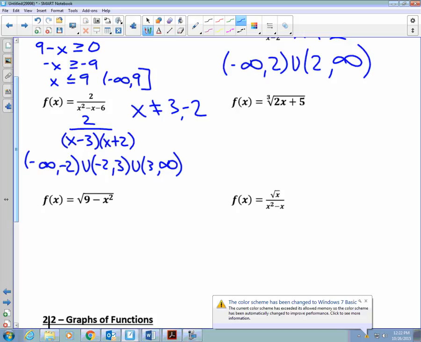Negative 3. So can you take the cubed root of positives? Can you take it of 0? Can you take the cubed root of negatives? Yeah, you can take the cubed root of anything. So therefore, the domain is all real numbers, or from negative infinity to positive infinity. Even roots have to be positive. Odd roots, you can have anything. Does that make sense?